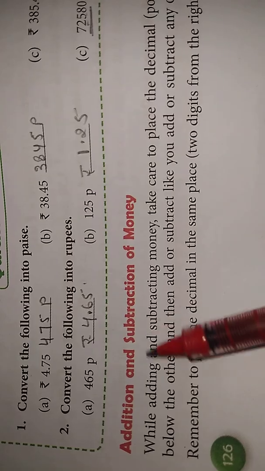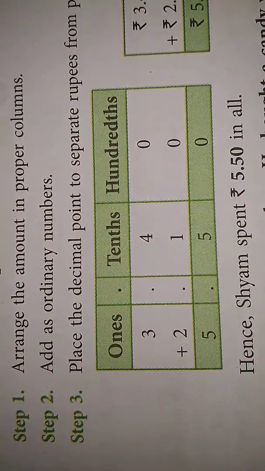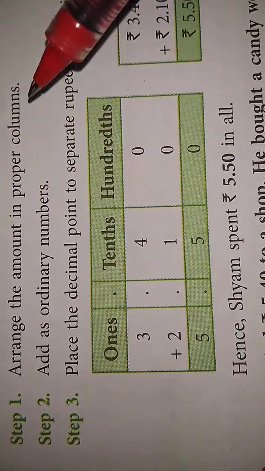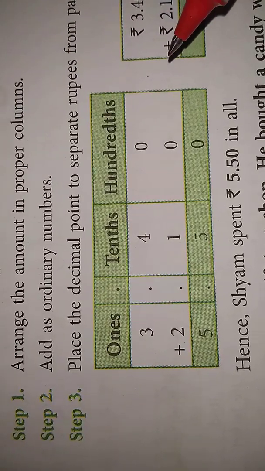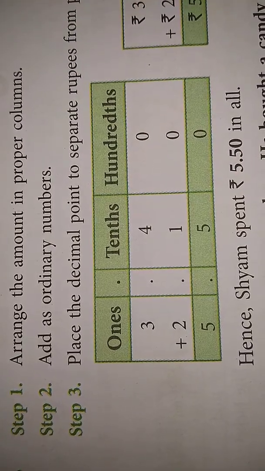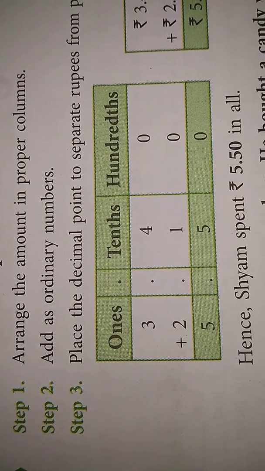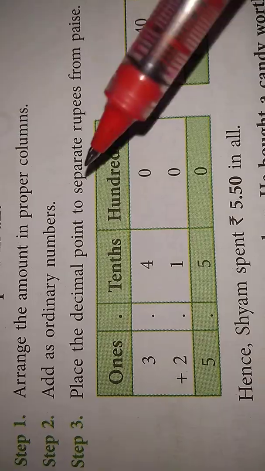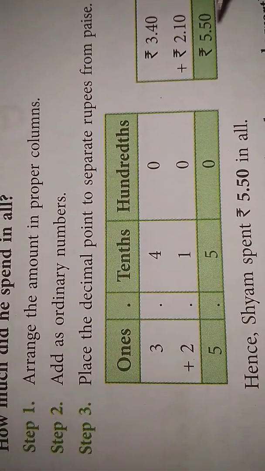Now the next topic is addition and subtraction of money. So when we are adding or subtracting money, we have to keep 3 things in our mind. First of all, arrange the amount in proper columns. There must be the proper columns in which we will arrange the amount. Then we will add them as ordinary numbers, simply as we do with the simple numbers. Then we will place the decimal point to separate the rupees from the paise. We will put the decimal here also, because in money we have rupees and paise.